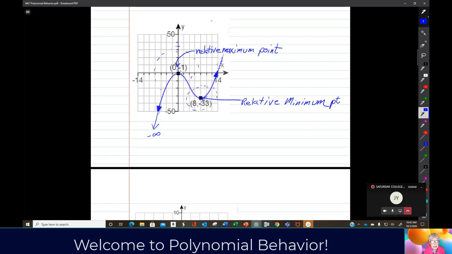So this is the relative minimum point. The relative maximum and the relative minimum of the function is a number. And the number is the y-coordinate. So negative 1 is the relative maximum. It's actually the relative maximum value reached by f of x. But it's just called the relative maximum.